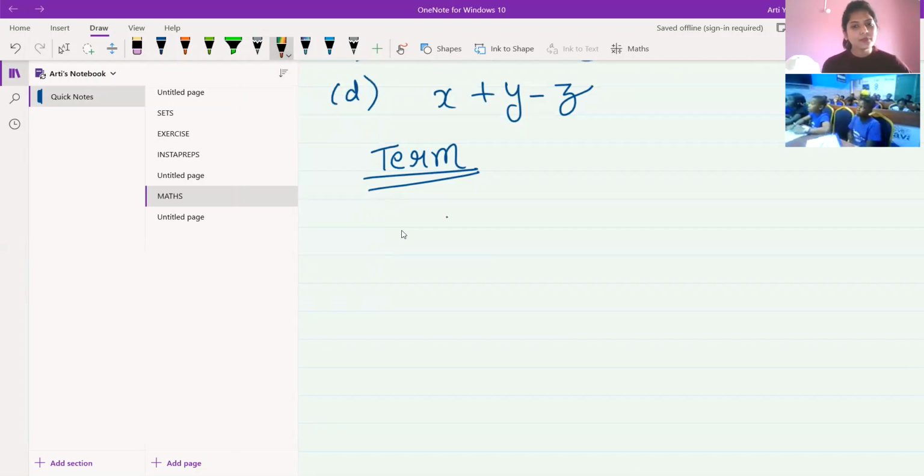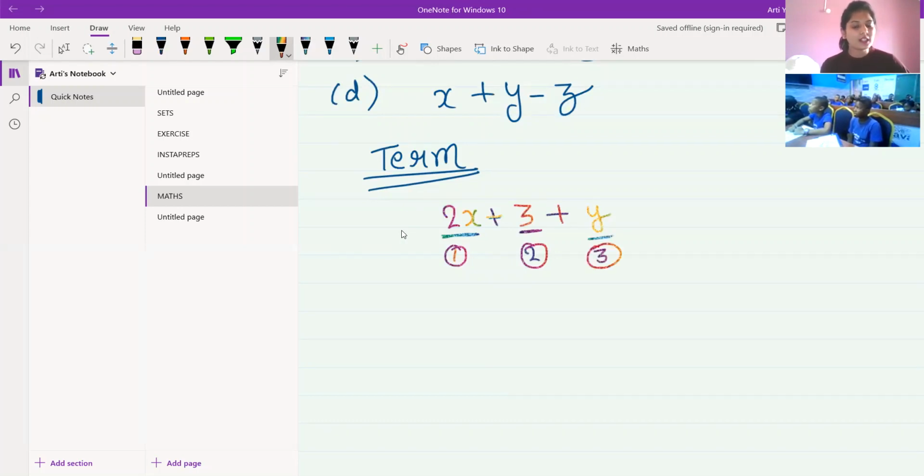For example, 2x plus 3. What I have written? 2x plus 3. This is an algebraic expression. And it has how many parts? This is the first term. This is the second term. If there is one more, for example y, so this will be the third term.